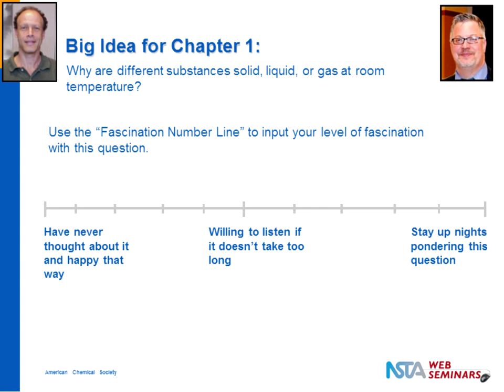The big idea for Chapter 1 is, why are different substances solid, liquid, or gas at room temperature? This chapter does not talk about the change in state from, let's say, a solid to a liquid or a liquid to a gas. It's really about, why is something a liquid at room temperature? Why is something a solid, for instance? And a sub-question is, what happens when you heat them and cool them, but not to the point of changing their state? So Paul, could you take over from here?